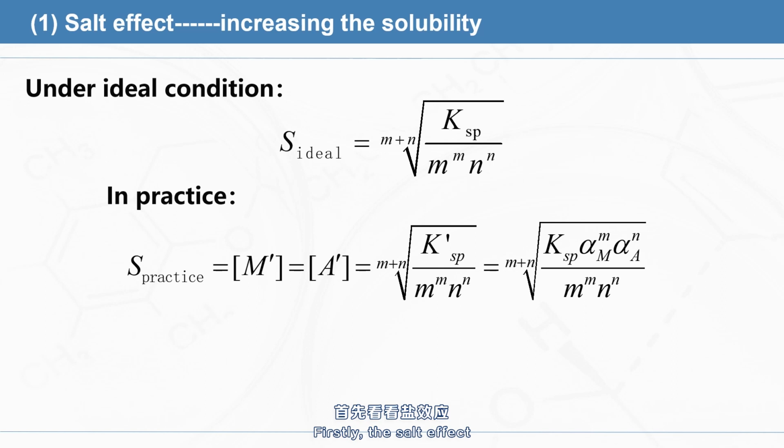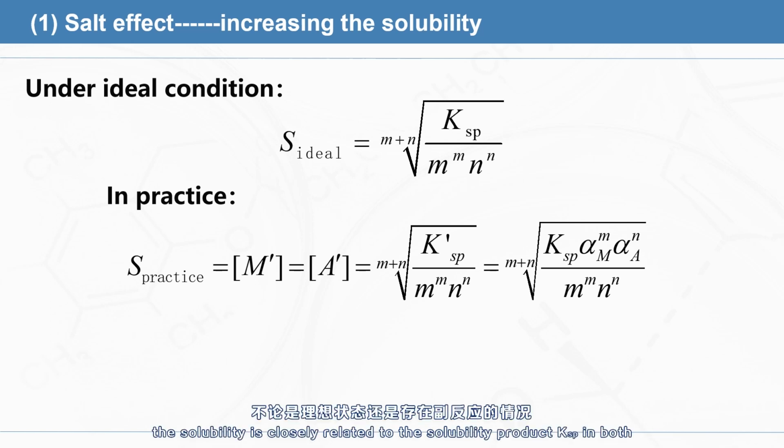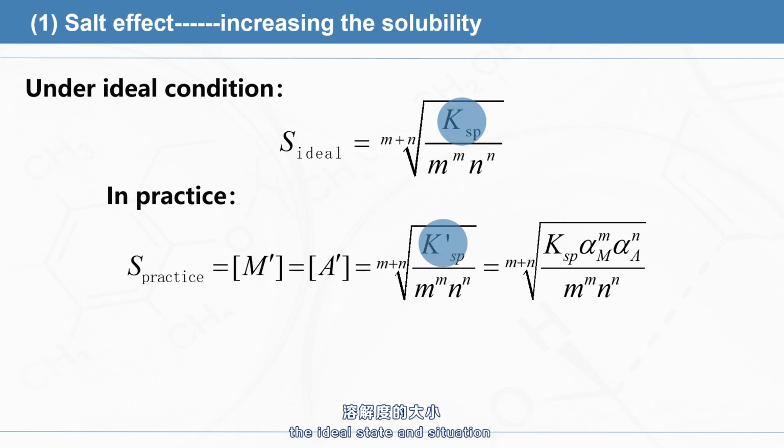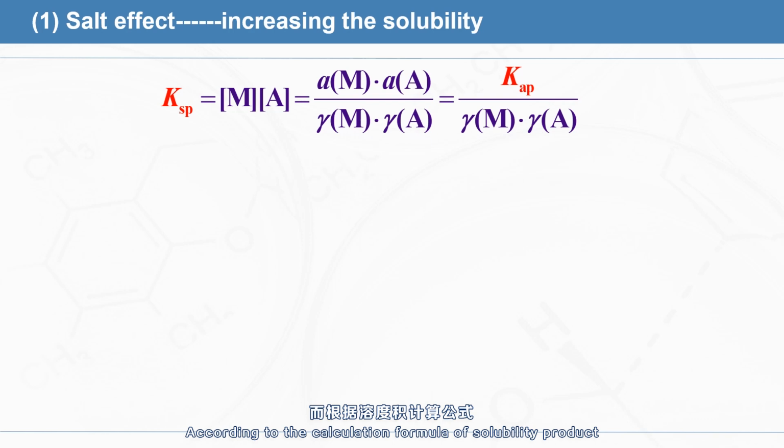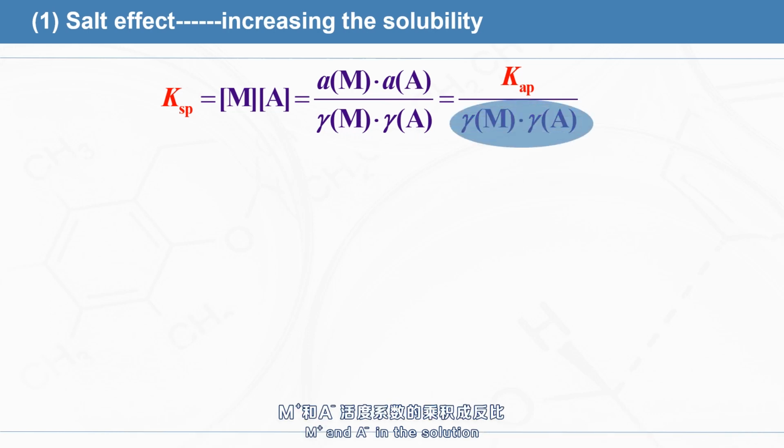First, the salt effect. From the calculation formula of solubility, it can be seen that the solubility is closely related to the solubility product, KSP, in both the ideal state and a situation with the existence of secondary reactions. According to the calculation formula of solubility product, KSP is inversely proportional to the product of the activity coefficients of M and A in the solution.